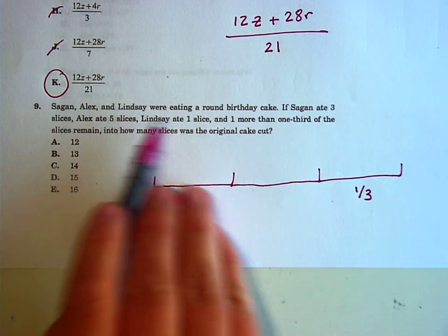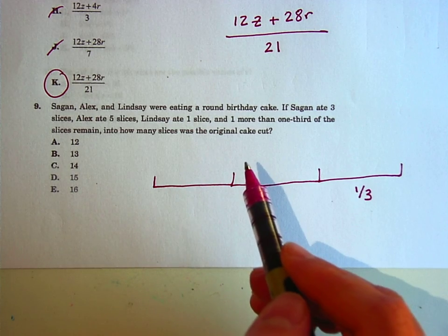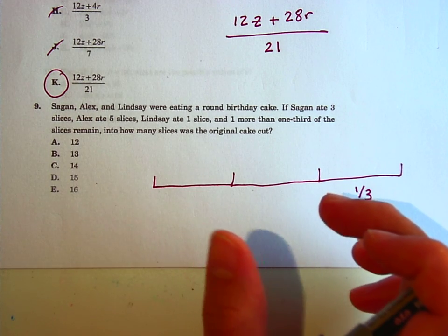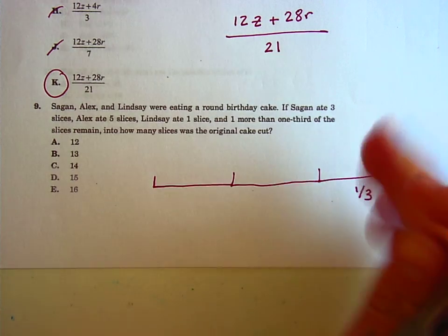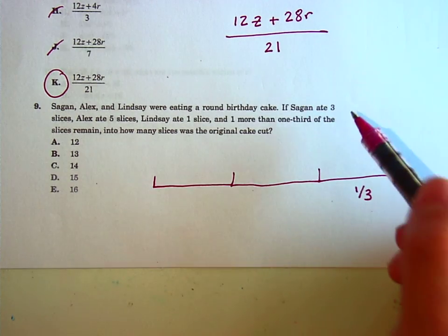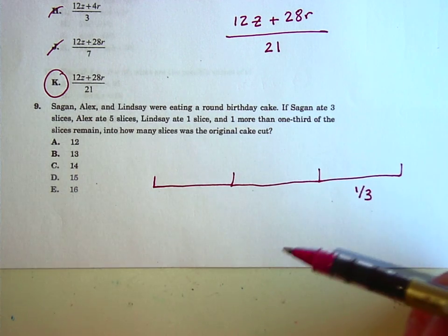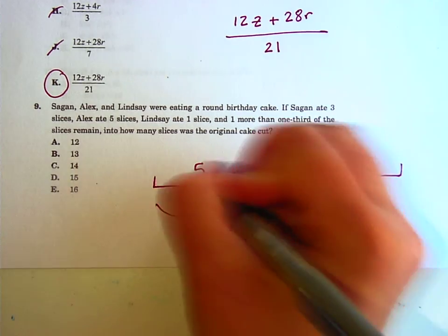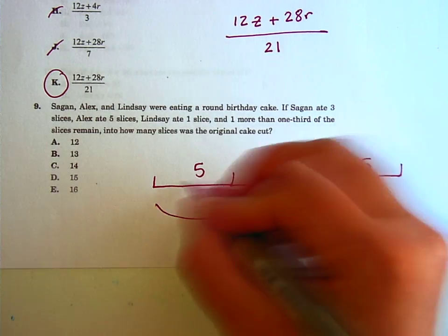Okay, so Sagan, Alex, and Lindsay, they ate 3 plus 5 plus 1, and then 1 more would make 1 more than 1/3 of the slices remain. So plus 1 would basically take care of this 2/3 over here, and then there'd be 1/3 remaining. So 3 plus 5 is 8, plus 1, that makes 10. So this 2/3 is 10. So that must be 5 here and 5 here. And then it says, into how many slices was the original cake cut? Well, it must be 15.